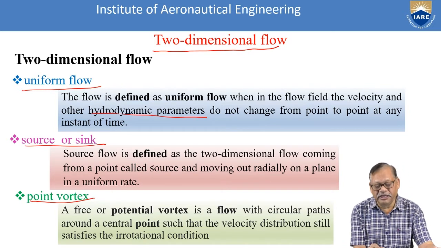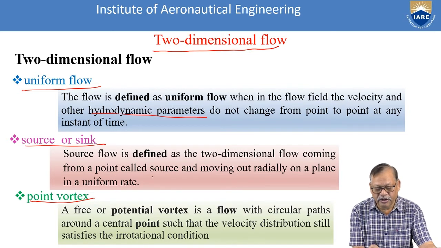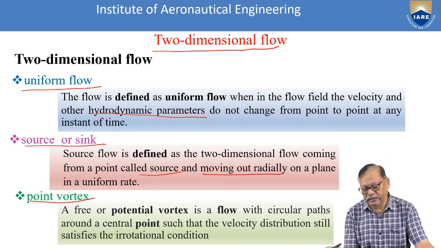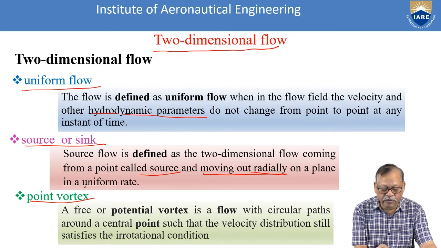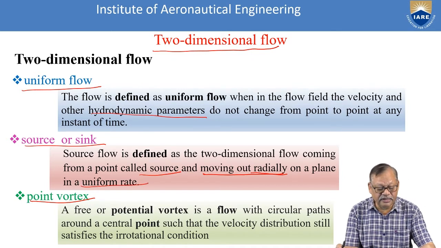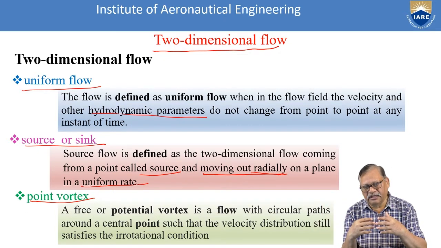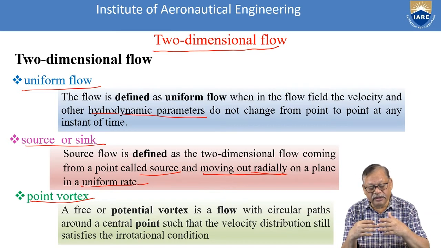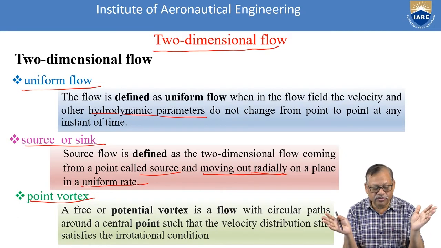Source flow is defined as the two-dimensional flow coming from a point called the source and moving outward radially on a plane at a uniform rate. Then we can say that is the source. In case all the flow comes and merges towards the same point, then we call it a sink. In case it is going out from one point radially, then we call it a source.